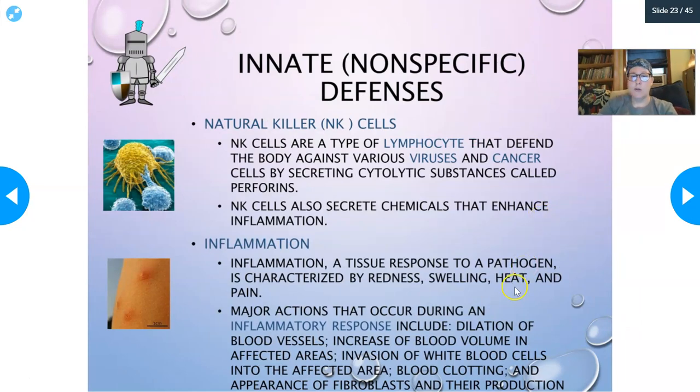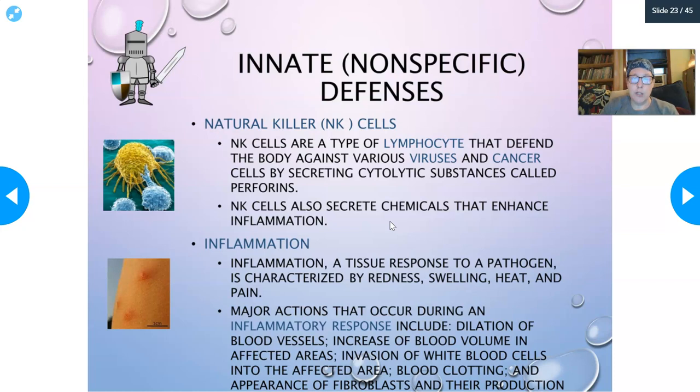And then we have some cells that are nonspecific. Natural killer cells are a type of lymphocyte that defends the body against various viruses and cancer. And so it kind of has a 'you're a bad guy, I know you're a bad guy, or you're a bad cell, I don't care what you are specifically, you're gone' attitude. It can secrete what are called cytolytic substances, so it can destroy cells that are infected with viruses or cancer cells. The cytolytic substances are called perforins, so they perforate holes and cause the cell to basically implode. Again, natural killer cells do not have to have specific programming and they're not specific to one type of pathogen. They can also secrete chemicals that can enhance inflammation, and inflammation is a protective mechanism.